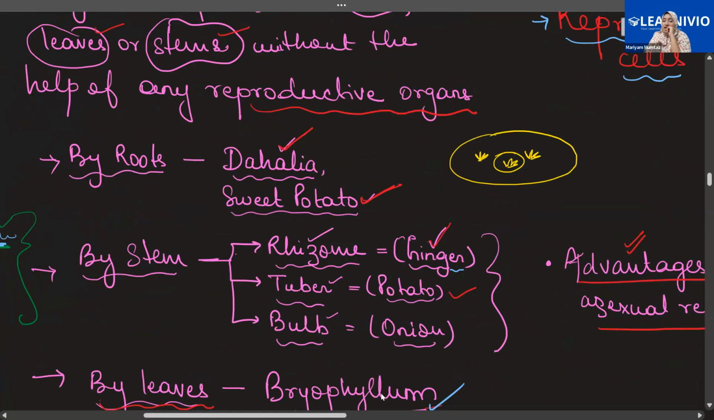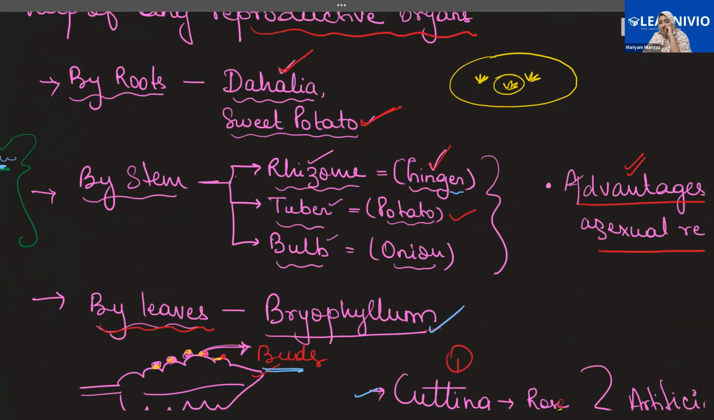If we are using the stem, then in the stem there is a structure called the rhizome, which is of ginger. Tuber is of potato. Many of you might have seen those eyes or a tiny leaf that comes on potato, tiny structures. That is a tuber, the eye of the potato, and that can be used for vegetative propagation. Then the bulb of onion.